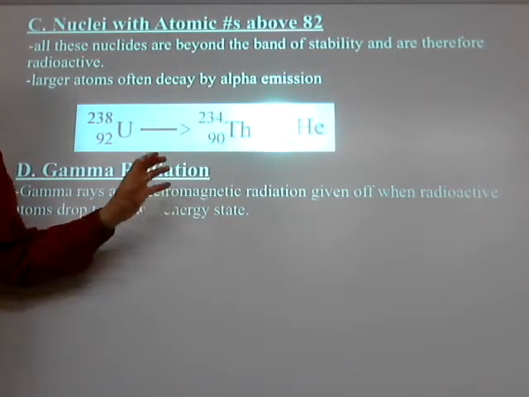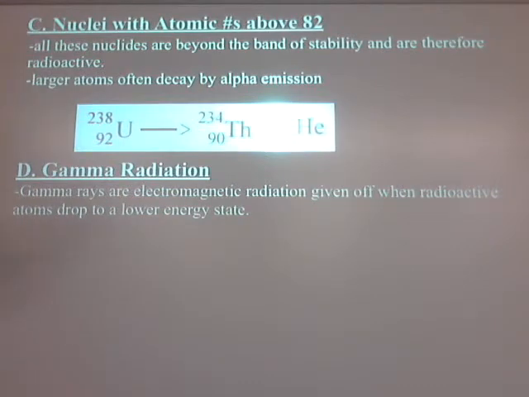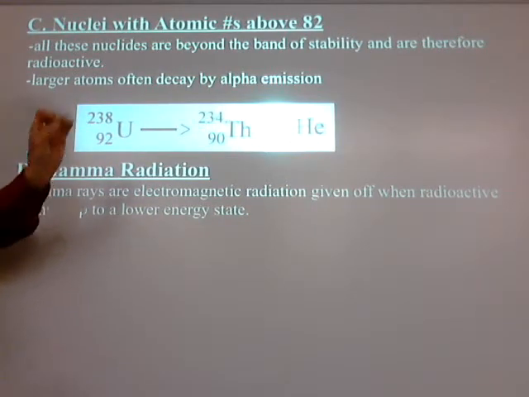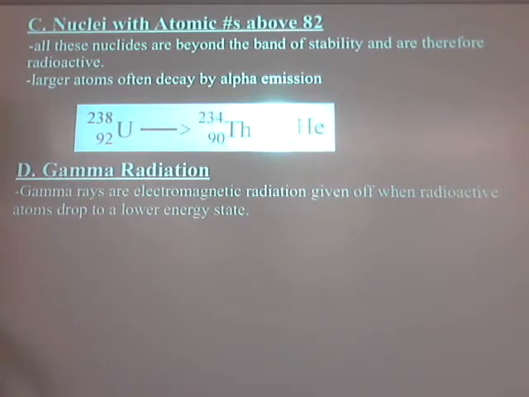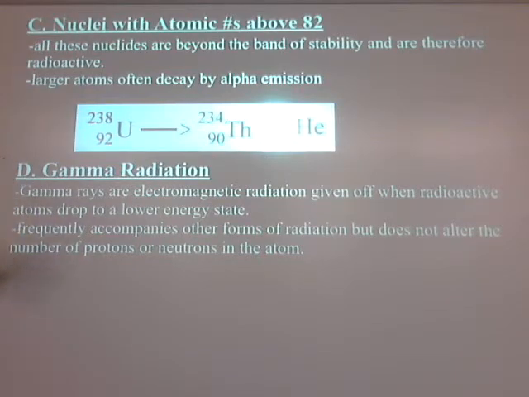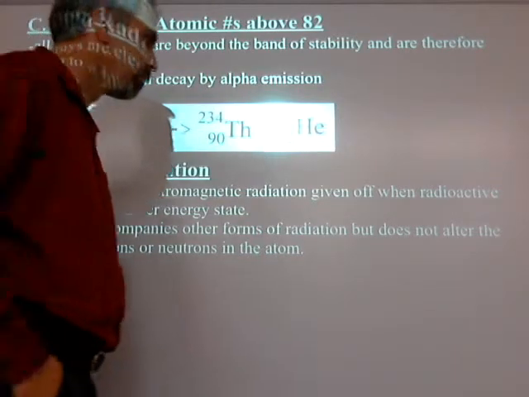When these unstable nuclei, now not electron clouds, but nuclei, drop down to a lower energy level, the law of conservation of matter and energy holds. It has to give off energy in order to drop down there. And that's the electromagnetic radiation given off. It sometimes happens along with, it accompanies, some other types of radiation.